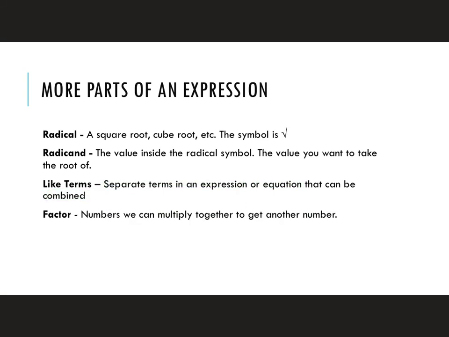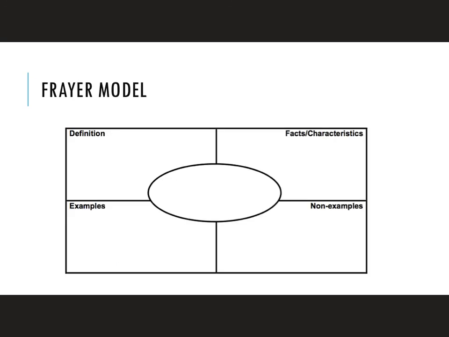Finally, a factor. A factor is simply a number we can multiply together to get another number. We talk about factors. Okay? Numbers we multiply together to get another number. Sometimes those numbers can be variables. 3x, they are both factors. Coefficients, factors.